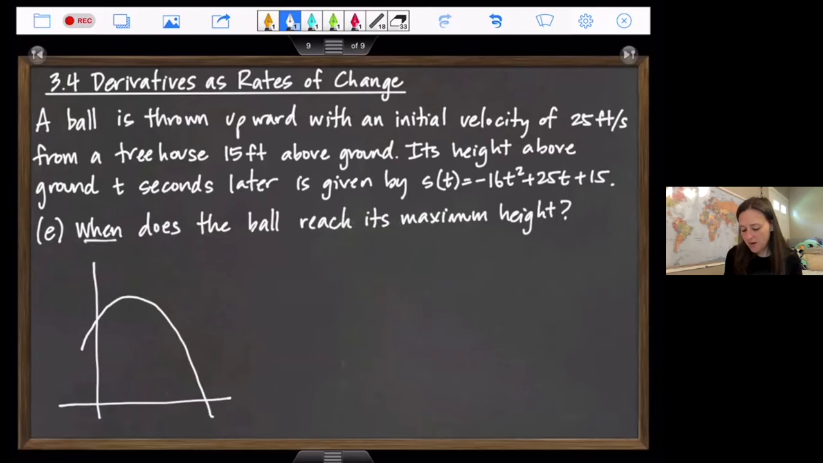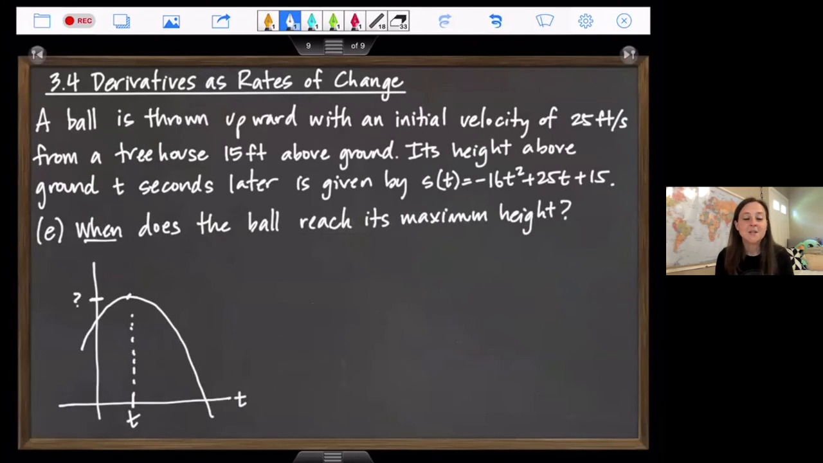We're trying to figure out, when does the ball reach its maximum height? So they're asking a when question, which means they're looking for a value on the time axis, the t-axis. Its maximum height is about right here, whatever this value is. We want to know, when does the ball reach that maximum height? So we're looking for the t coordinate that belongs to this maximum point here.